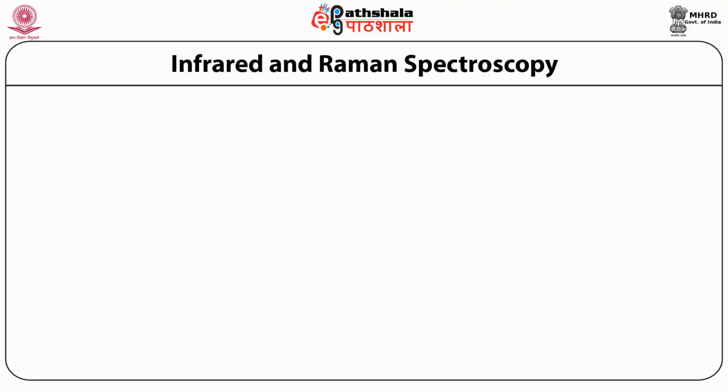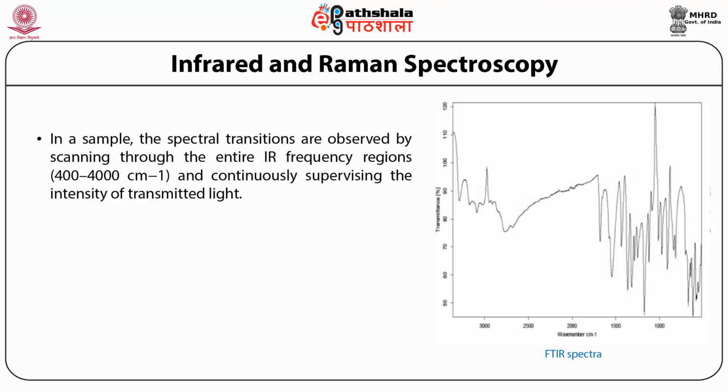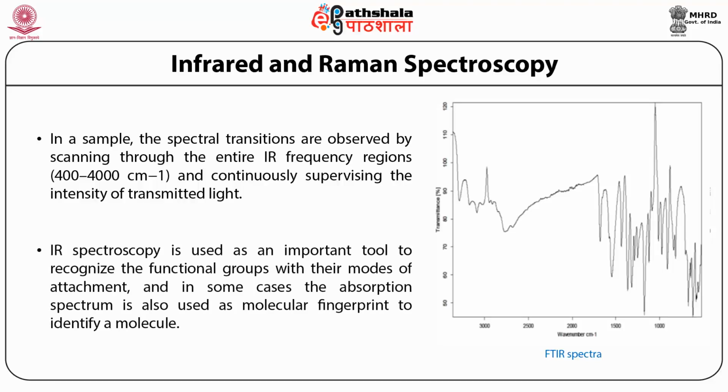Now in the image you can see a sample FTIR spectrum. In a sample, the spectral transitions are observed by scanning through the entire infrared frequency region, which is 400 to 4000 per centimeter, while continuously monitoring the intensity of transmitted light. IR spectroscopy is an important tool to recognize functional groups with their modes of attachment, and in some cases the absorption spectrum is also used as a molecular fingerprint to identify an unknown molecule or a given molecule.